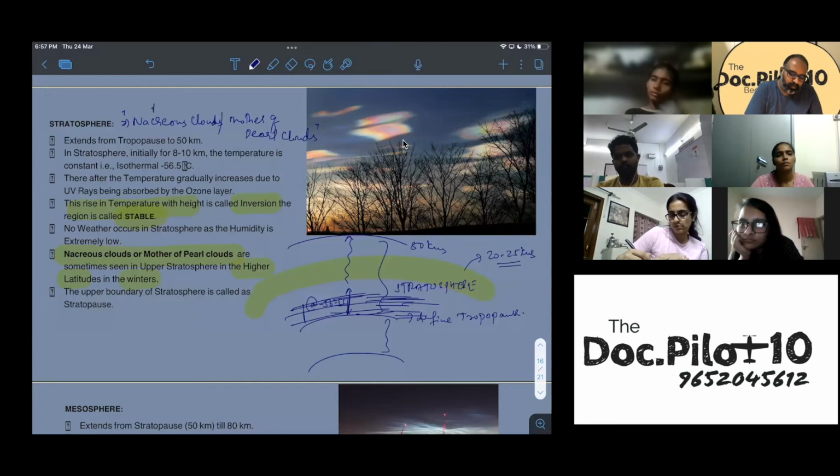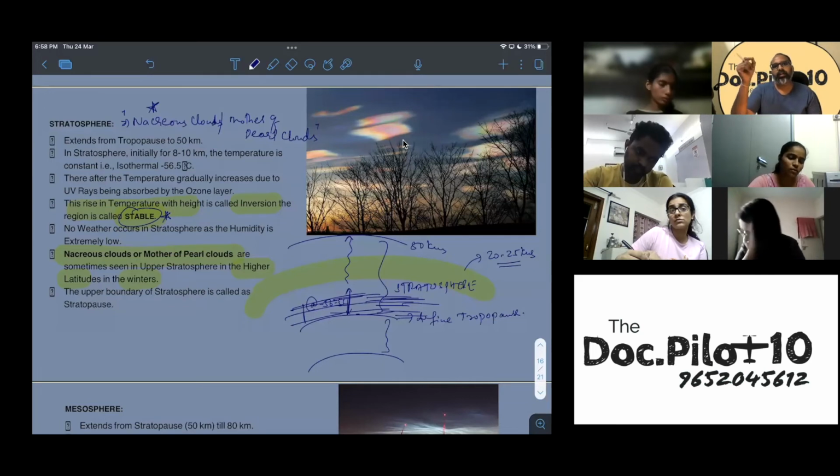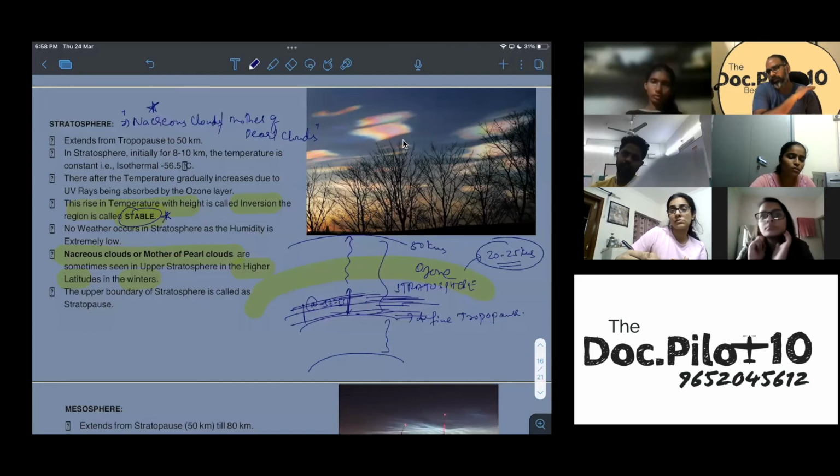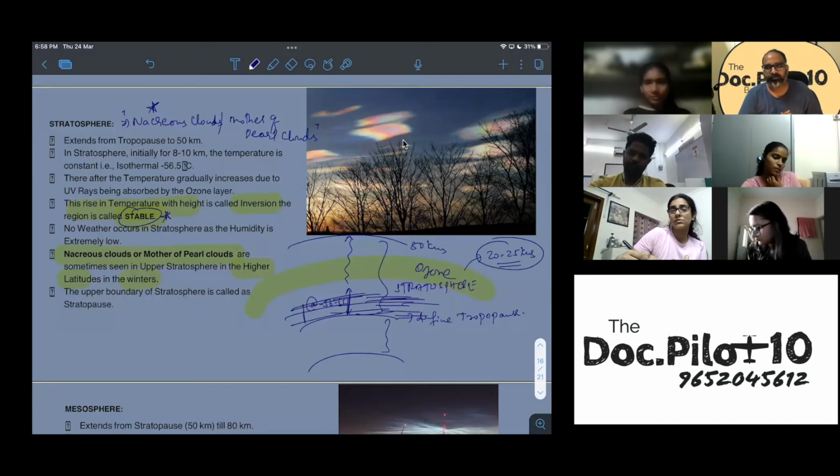The most important question is this: nacreous clouds. The second most important question is stable. The third most important question is the height of the ozone layer, 20 to 25. I guarantee that in these three questions, when you give your exam, you will see at least one question in your exam. Clear? Shall I move on to the next layer?